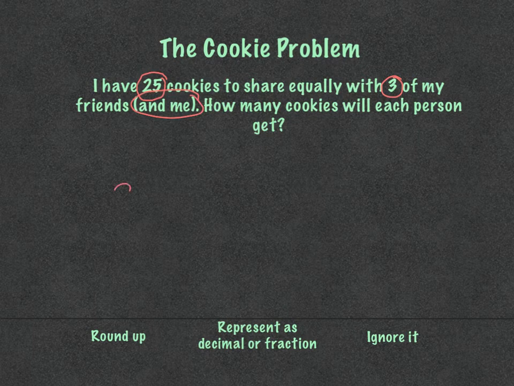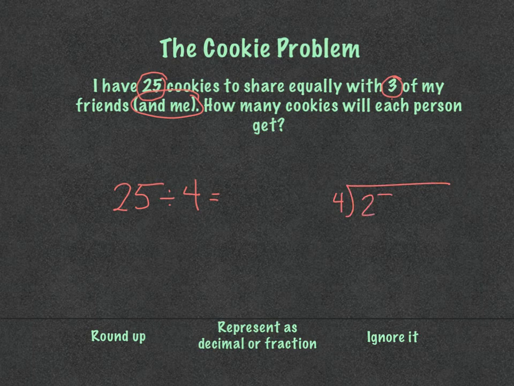So my number model here is 25 divided by not 3, but 4. I am the 4th person, right? So 25 divided by 4, which is going to be, so we have 4 and 25.